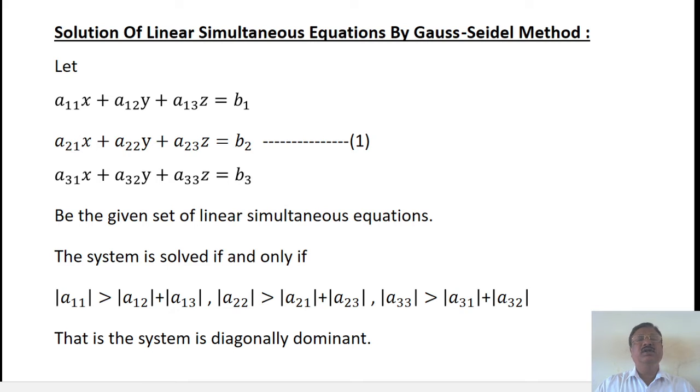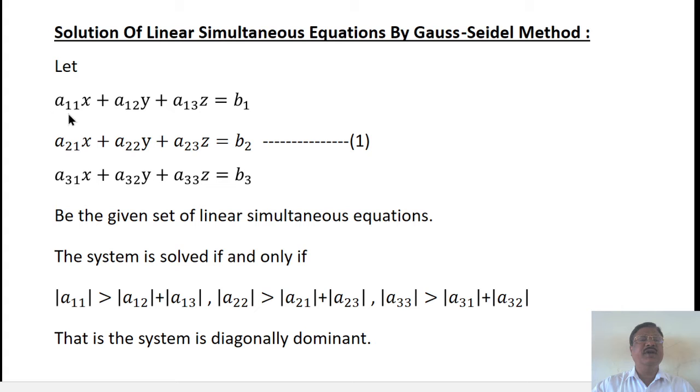Now, solution of linear simultaneous equations by the Gauss-Seidel method. Let a11x plus a12y plus a13z equal b1, a21x plus a22y plus a23z equal b2, a31x plus a32y plus a33z equal b3 be the given set of simultaneous equations, and mark it as equation 1.